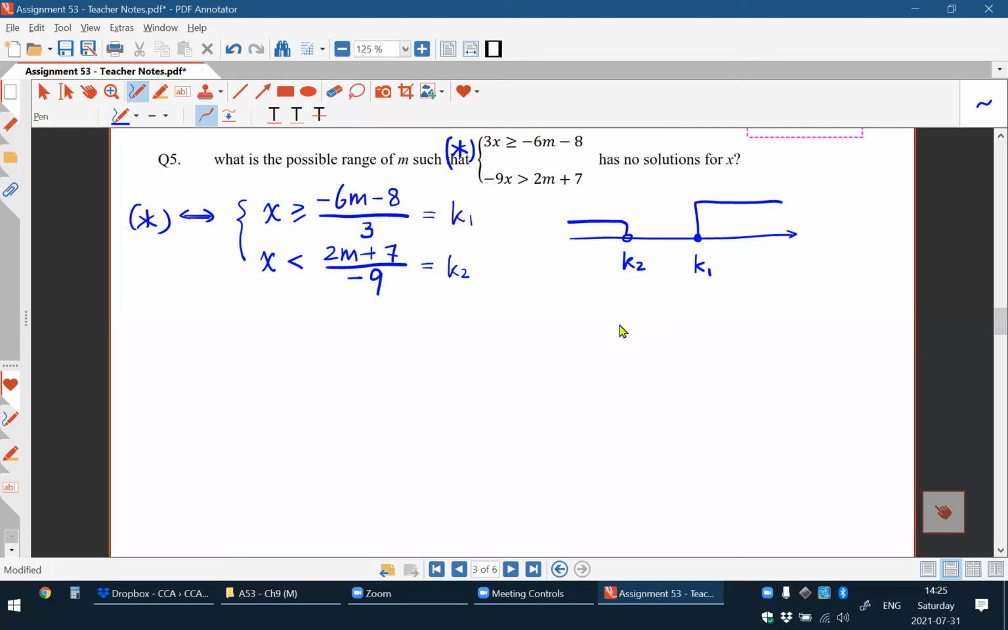Okay, the question is, can k1 be exactly the same as k2? So if k1 is here and k2 is also here, can k1 and k2 be the same number? Okay, according to the system, x should be larger than or equal to k1, and x should be less than k2. So can you tell me, can the two numbers here be the same?